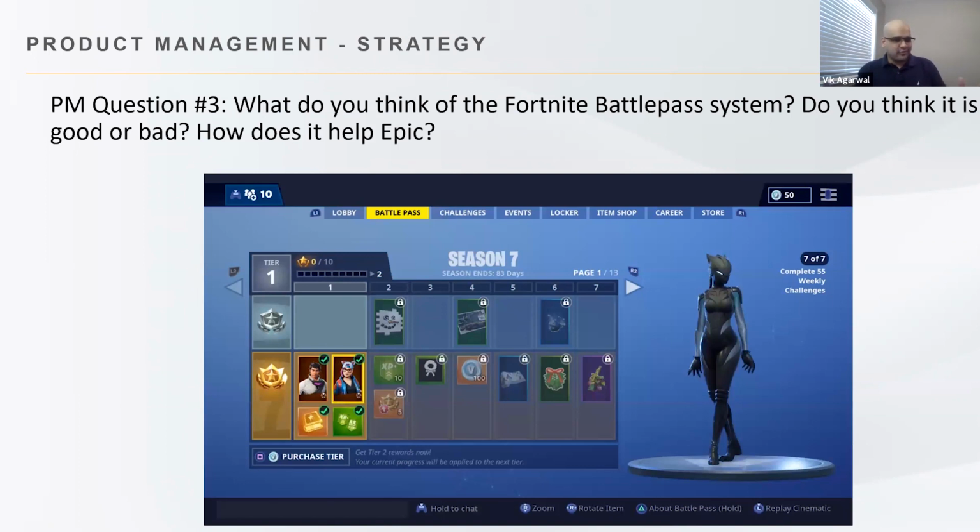So, again, another Fortnite question, because they are the leaders in the industry, with a top-notch game. But what do you think of the Fortnite Battle Pass? Do you think it's good or is it bad? And how do you think it helps Epic? Again, this is a real world question. PMs, I talk about this with my friends all the time.